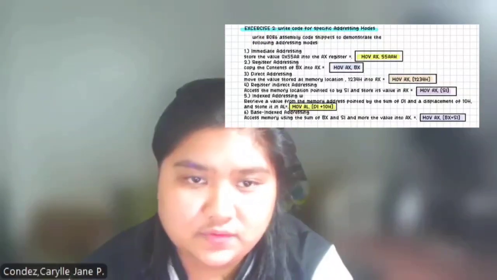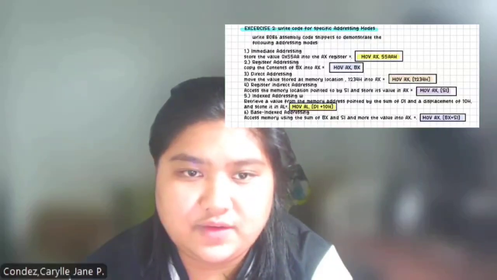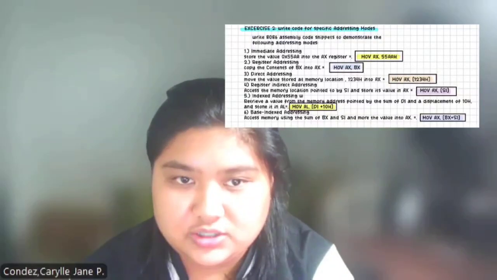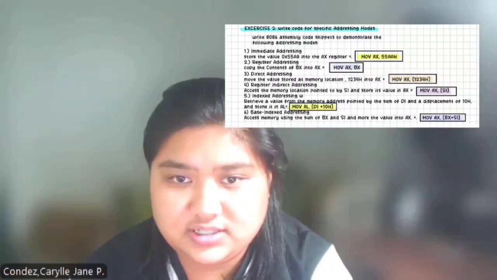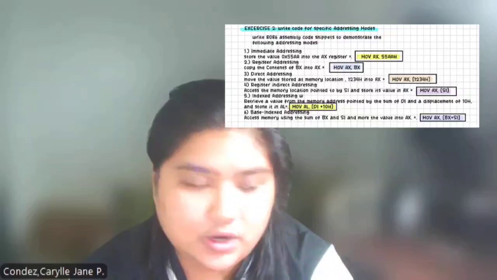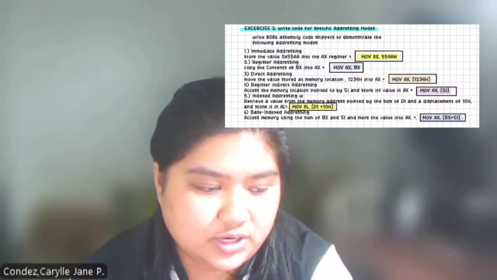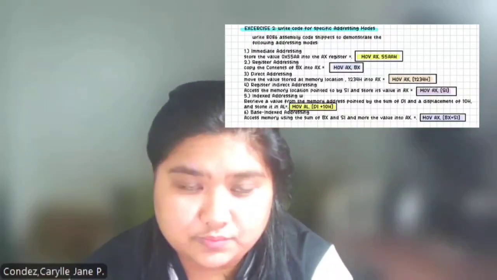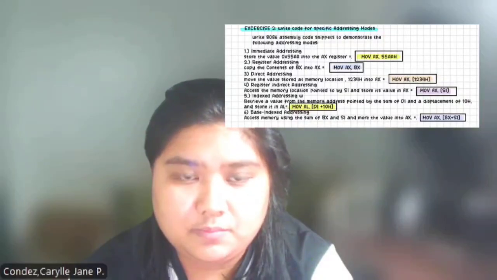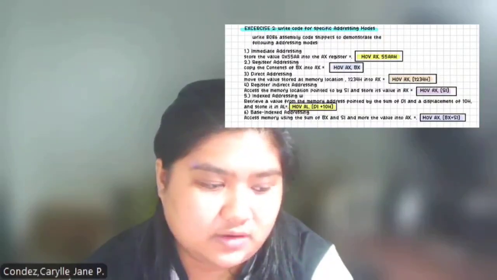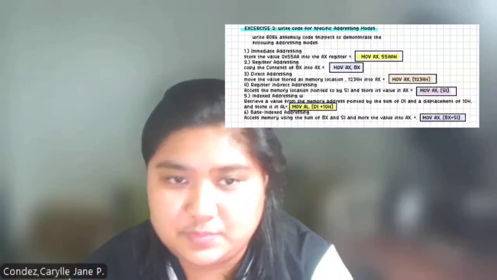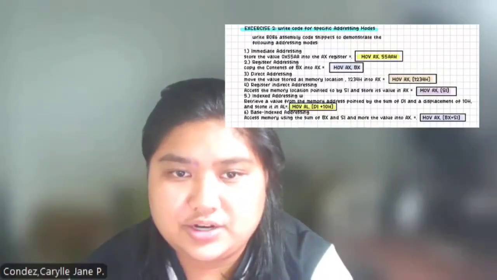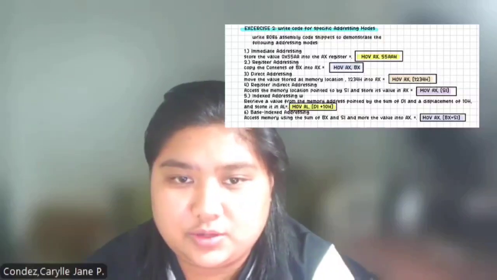So for number one, for the immediate addressing, so move AX, 055AAH. So the value is given directly in the instruction. So this is immediate mode. So for number two, register addressing. So here, it says copy the content of BX into AX. So my answer here is move AX, BX. So both operands are registers, so it's register move.